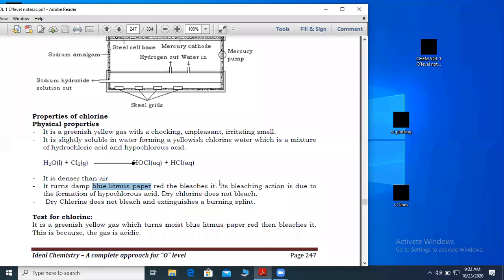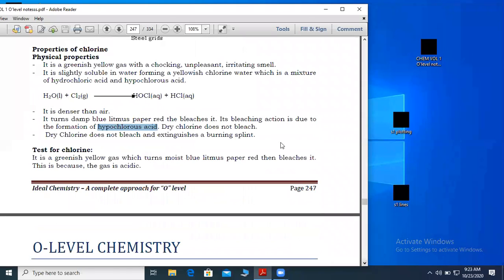So it's the bleaching action. Okay, the bleaching action is due to the formation of hypochlorous acid. We have already talked about it. And we said dry chlorine or chlorine without water does not bleach. Why? Because it won't contain the hypochlorous acid. So dry chlorine does not bleach, and it extinguishes the burning splint. So that's where we stopped last time, and now let us use the remaining time to go through this work.